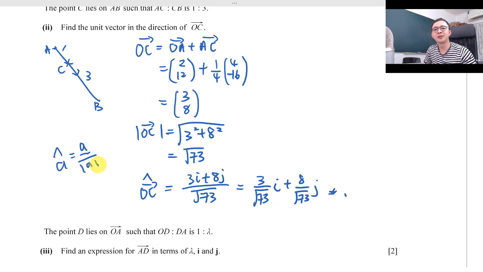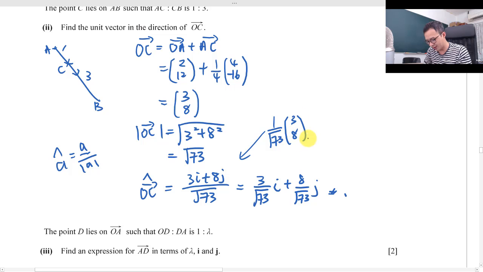Alright, so if I write this one in the column vector, I will just write 1 over square root 73 and (3, 8) here. Yeah, I can write like this. This one is the correct one. Otherwise, they will deduct marks for this.